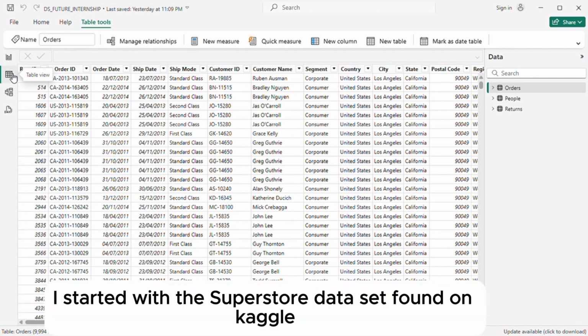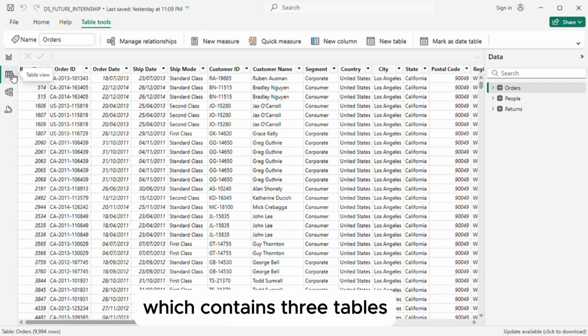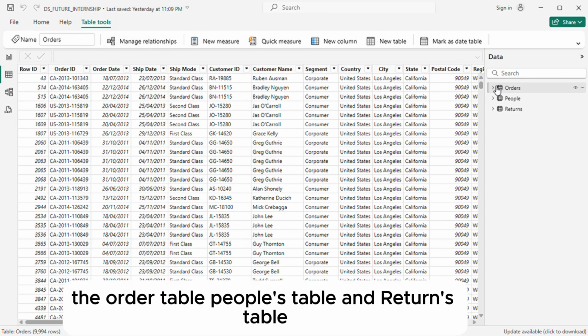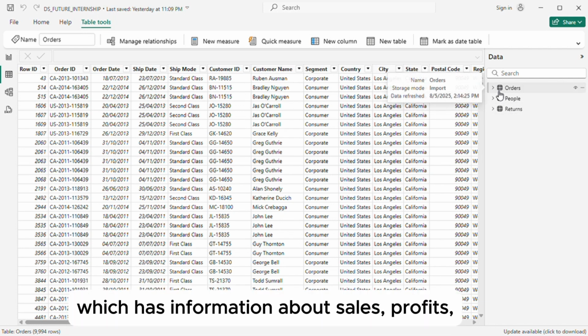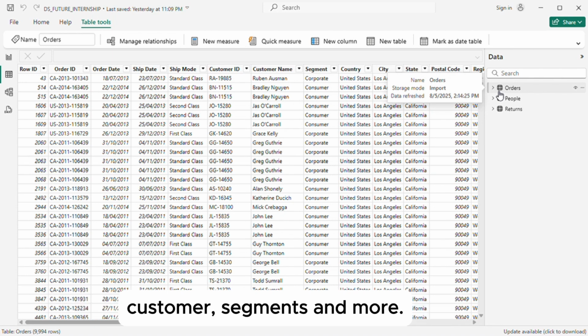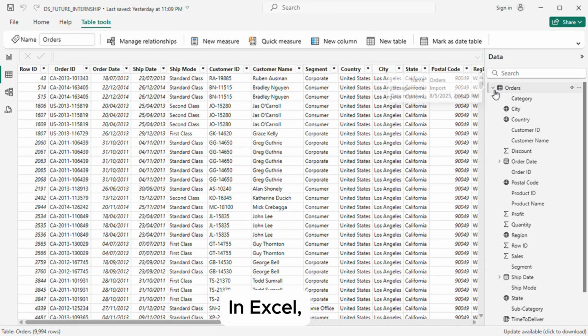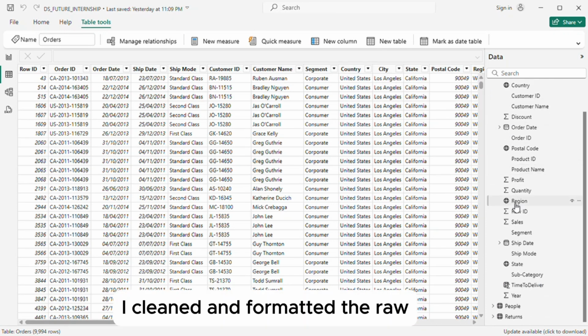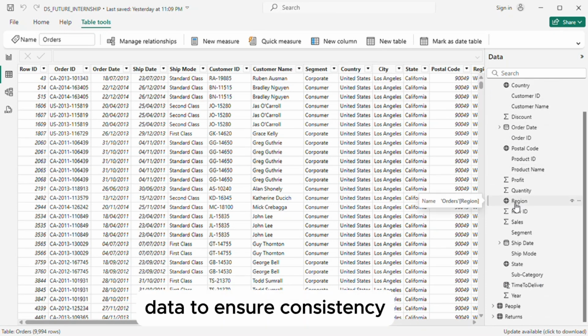I started with the Superstore data sets found on Kaggle, which contain 3 tables: the orders table, people table, and returns table, which has information about sales, profits, customer segments, and more. In Excel, I cleaned and formatted the raw data to ensure consistency.